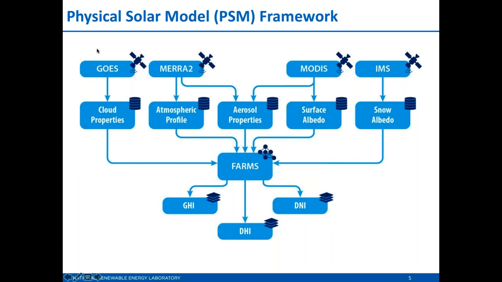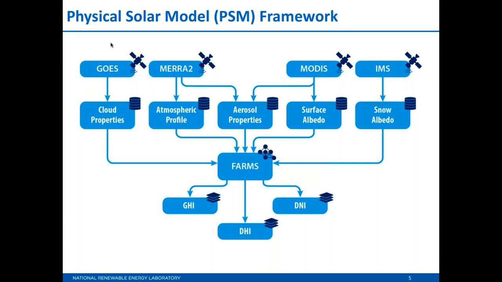Just to mention, this physical model essentially has two steps. One is identifying what the clouds are, the cloud masks. We identify clear or cloudy, and when we have cloudy situations, we retrieve the cloud properties using the information from the GOES satellite. The cloud properties ultimately end up in the radiative transfer model.